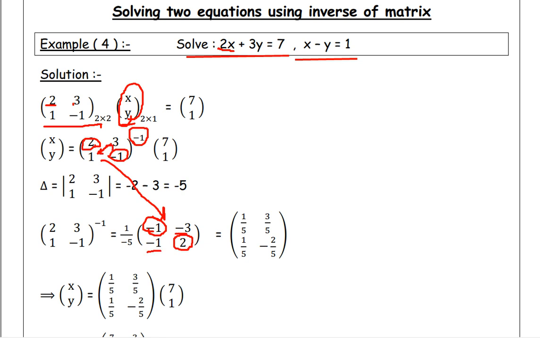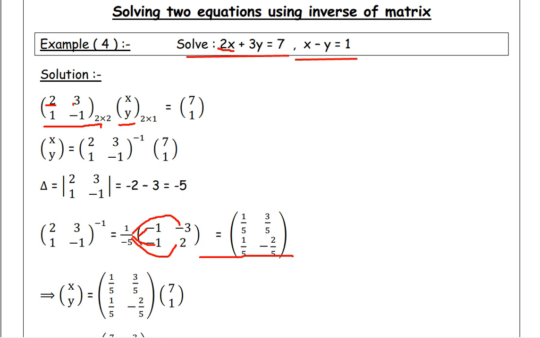Okay, so multiplying 1 over negative 5 by each element of this matrix, the answer is this. So 1 over negative 5 by negative 1, and 1 over negative 5 by negative 3, 1 over negative 5 by negative 1, 1 over negative 5 by 2. This will be the answer.